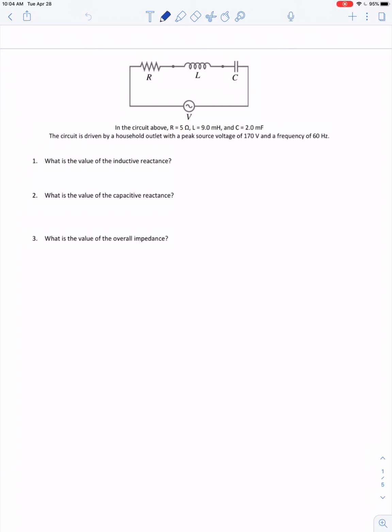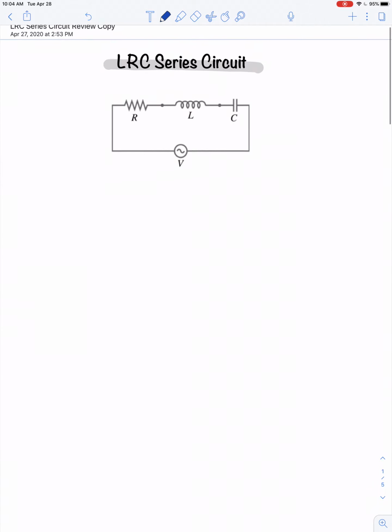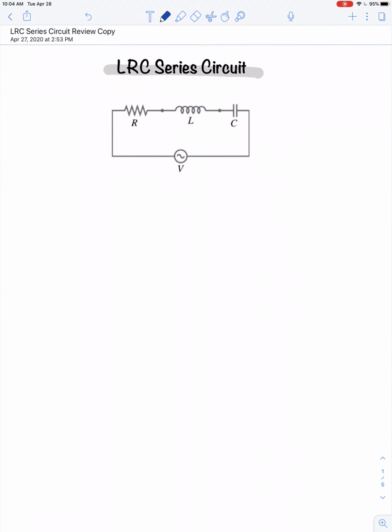So here's an RLC series circuit that has some numerical values that we can use as an example problem. We're told that the resistance is 5 ohms, the inductance is 9 millihenries, and the capacitance is 2 millifarads. Actually, before we solve this example problem, let's backtrack and do a little review of everything we know about the behavior of an LRC series circuit that's driven by a generator.